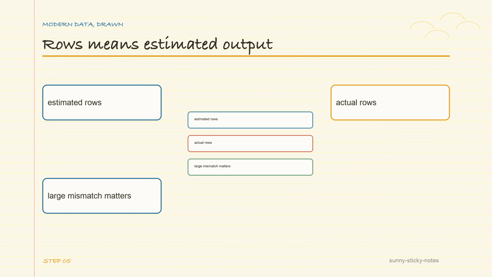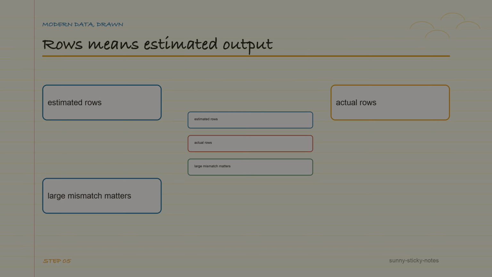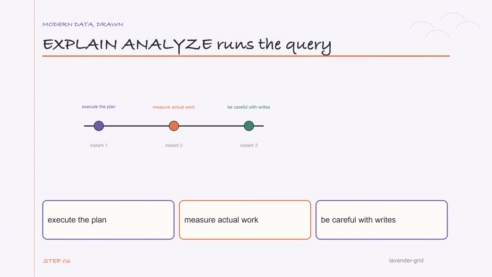Read the drawing from one idea to the next. Estimated rows, then actual rows, then a large mismatch matters. You do not need to memorize every implementation detail yet. Focus on what moves, what stays fixed, and why the system does less unnecessary work.